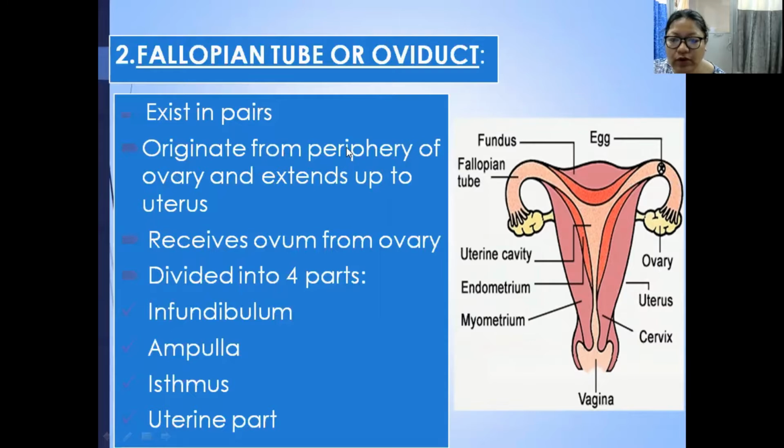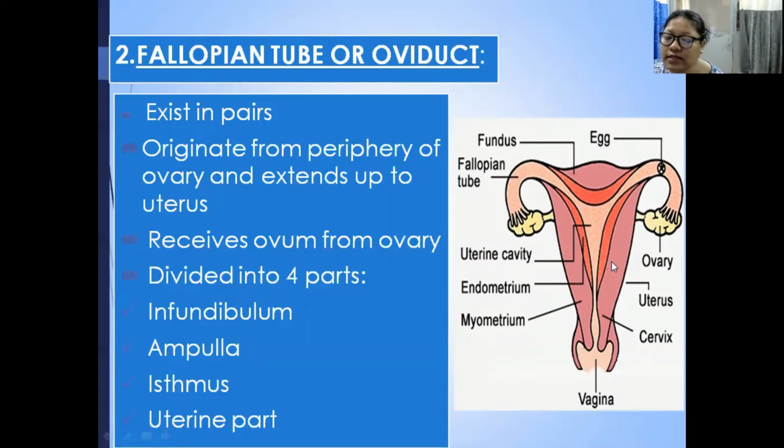They originate from the periphery of the ovary and extend up to the uterus. You will see that it originates from here, from the periphery or the boundary of the ovary, and it goes on and extends up to the uterus. This is the uterus. So basically, it is the fallopian tube that connects the ovary and the uterus.